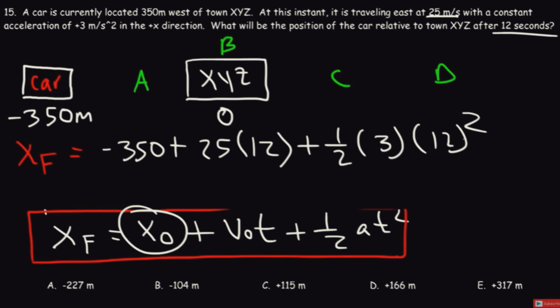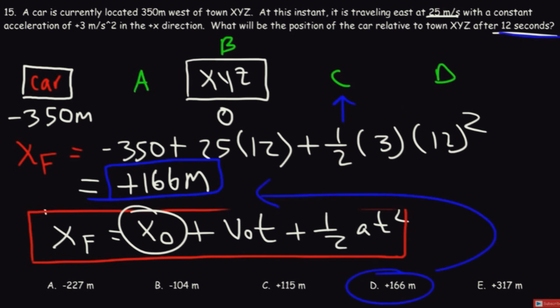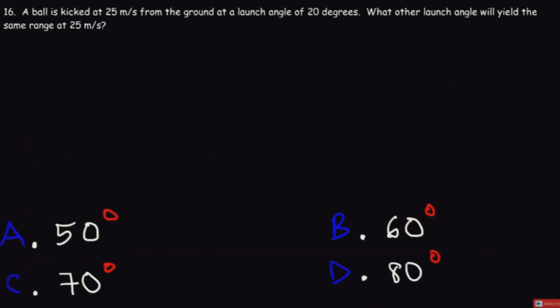So all you've got to do is plug this in your calculator exactly the way you see it, and this will give you positive 160 meters. So the car should be somewhere in this region. It is 160 meters to the right of town XYZ after 12 seconds. So D is the right answer, number 6. Number 16.